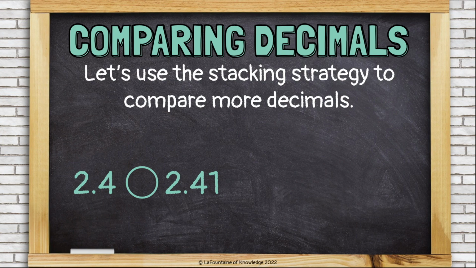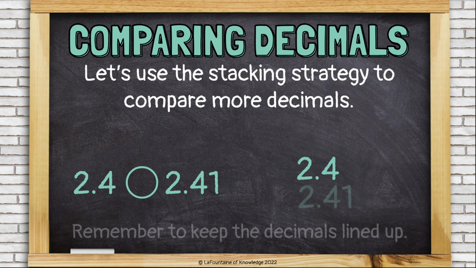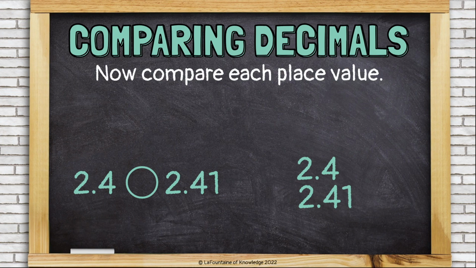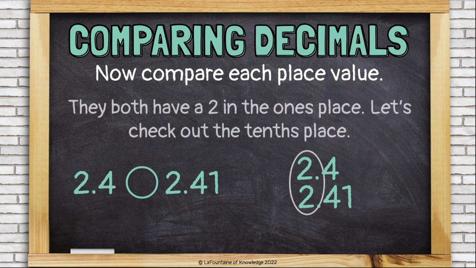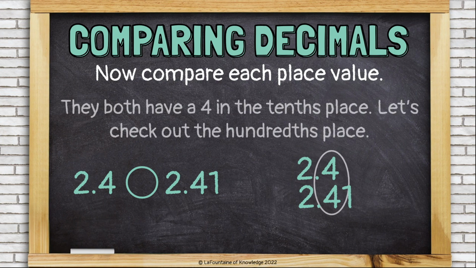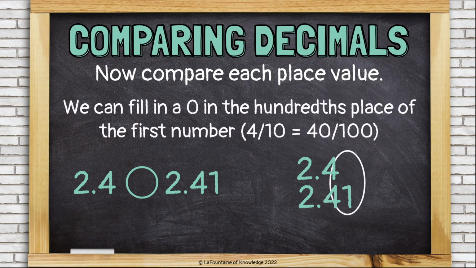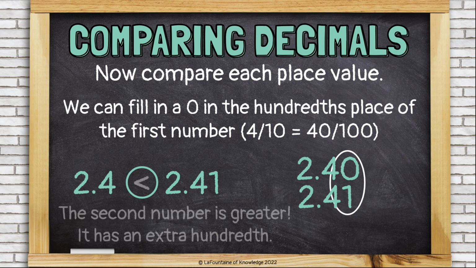Let's use the stacking strategy again. First number, line up the decimals, second number. Now compare each place value. They both have a 2 in the ones place, so that doesn't really help. Let's check out the tenths place, which comes right after the decimal. They both have a 4 in the tenths place. All right, let's look at the hundredths place. We can fill in a 0 in the hundredths place of the first number. Remember, 4/10 equals 40 hundredths, so that's the same thing. The second number is greater because it has a 1 in the hundredths place. It has an extra hundredth.